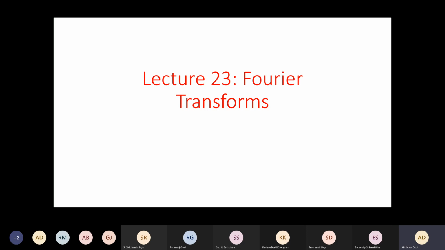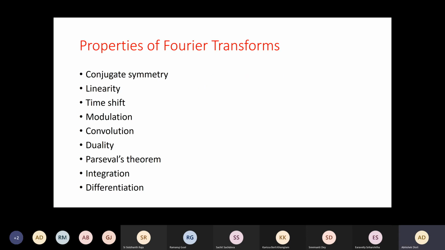So let us start today's lecture. In the last lecture, we calculated the Fourier transforms of various signals, right? So in today's lecture, we will look at some properties of Fourier transforms. And these are the properties that we will study.